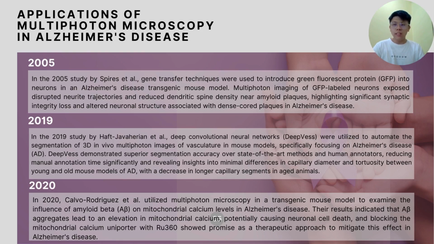In 2020, Cavo et al. utilized multiphoton microscopy in a transgenic mouse model to examine the influence of amyloid beta on mitochondrial calcium levels in Alzheimer's disease. Their results indicated that amyloid beta aggregates lead to an elevation in mitochondrial calcium, potentially causing neuronal cell death, and blocking the mitochondrial calcium uniporter with RU360 shows promise as a therapeutic approach to mitigate this effect in Alzheimer's disease.